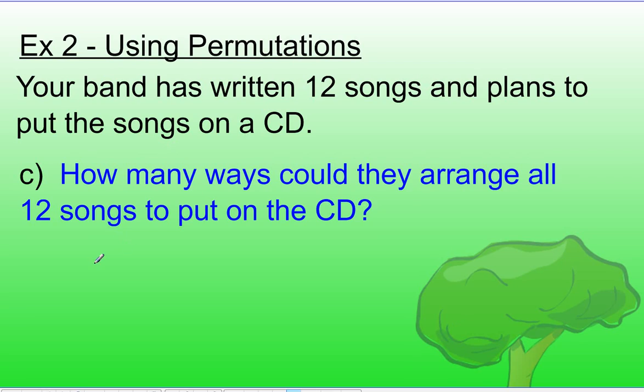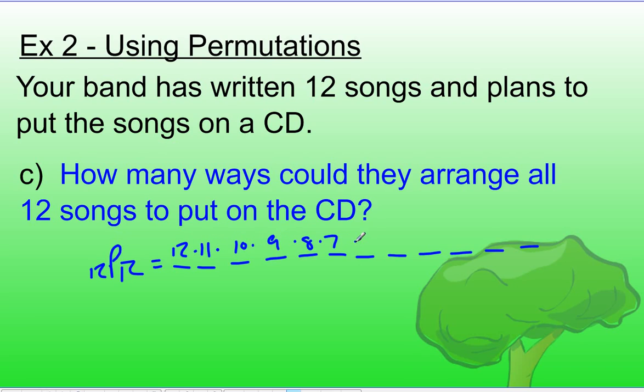Okay, so you had 12 permute 12, because you're using all 12 songs. So, 1, 2, 3, 4, 5, 6, 7, 8, 9, 10, 11, 12. So you need to take 12 times 11 times 10 times 9 times 8 times 7 times 6 times 5 times 4 times 3 times 2 times 1. Now, you multiply that all out.